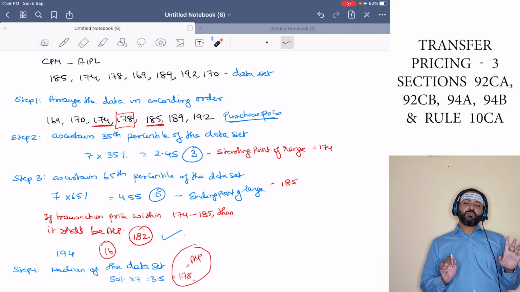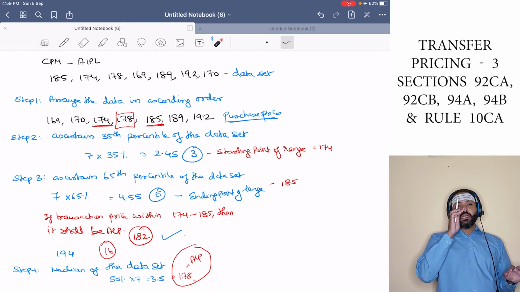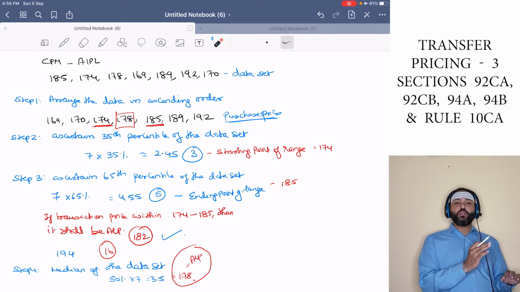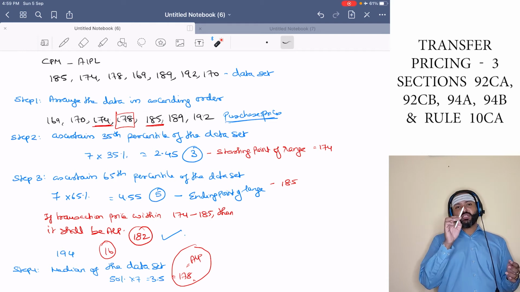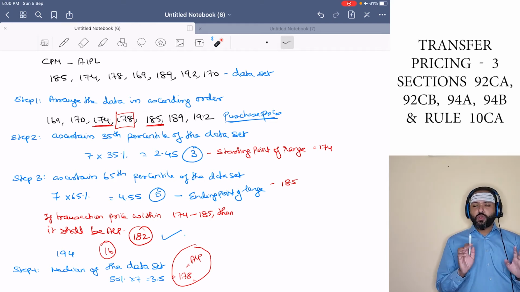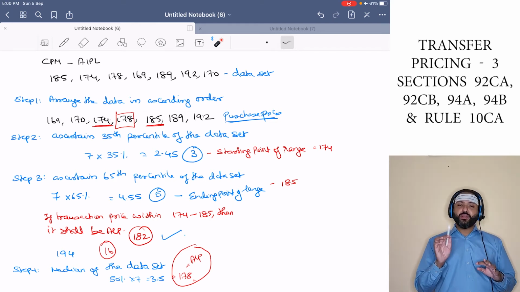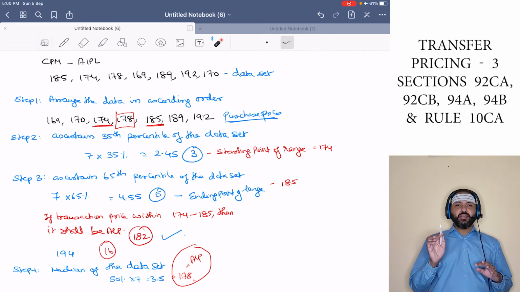Can we directly take those numbers? No. What will we do? We take the number which is the 35th percentile and the subsequent number together, divided by 2. For example, if the data set has 20 prices, 20 into 35% will be 7. The 7th price you will not take; you will take the 7th plus the 8th price divided by 2. This will be the starting point.